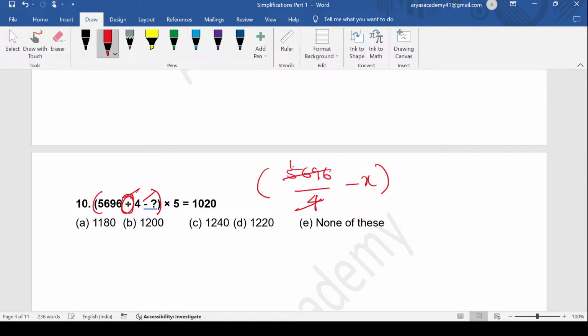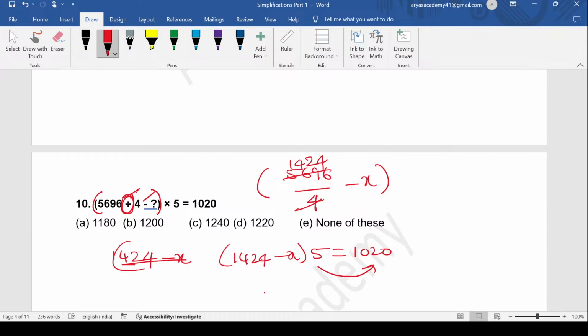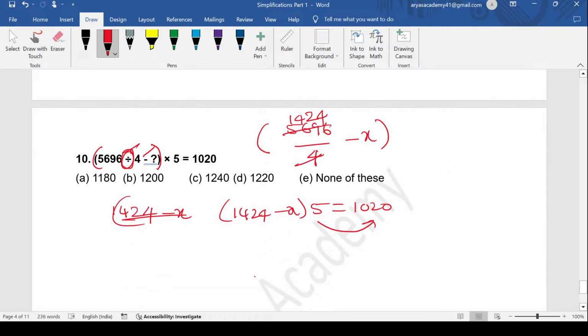4. 4 will go 14 times. So 4 2s are 8. 4 4s are 16. So that part solved out, that part came out to be 1424 minus x. 1424 minus x into 5 is equal to 1020. If you take this 5 towards the right side of the equation, then it becomes division. As here it is a numerator part, when it goes to the opposite side, it goes to the denominator part. So finally we are left with 1424 minus x is equal to 1020 by 5.